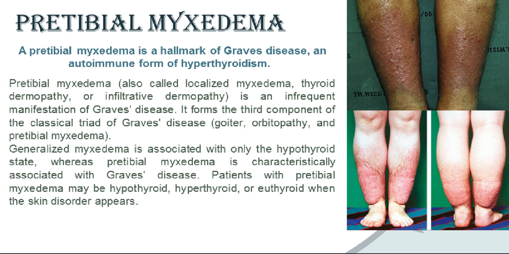Pretibial myxedema, also called localized myxedema, thyroid dermopathy, or infiltrative dermopathy, is an infrequent manifestation of Graves' disease. It is considered to be the third sign of Graves' triad, with symptoms of goiter, ophthalmopathy, and pretibial myxedema. Generalized myxedema is associated with only the hypothyroid state, whereas pretibial myxedema is characteristically associated with Graves' disease. Patients with pretibial myxedema may be hypothyroid, hyperthyroid, or euthyroid when the skin disorder appears.